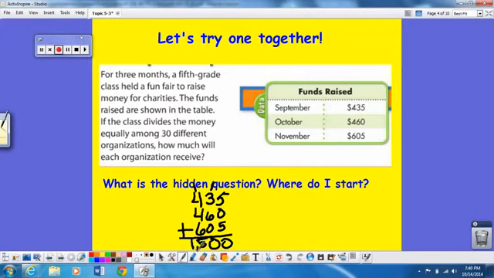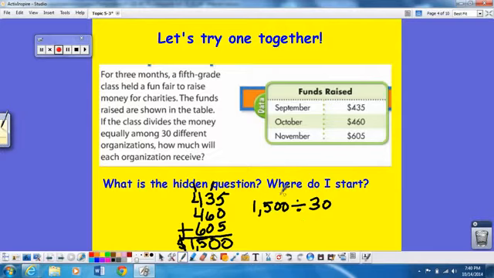So we know we're dealing with money. So this is actually $1,500. Now that we know how much money they raised, $1,500, we can divide that $1,500 among 30 different organizations. And look at that. This is exactly what we did yesterday and the day before. We have a division problem with the powers of 10 with a familiar fact.